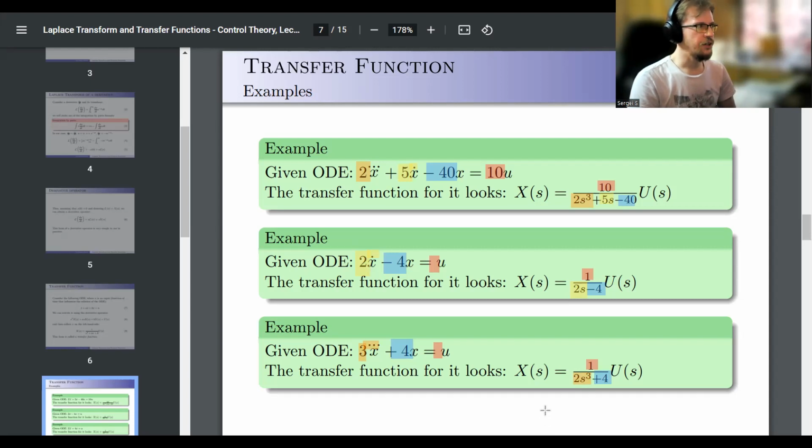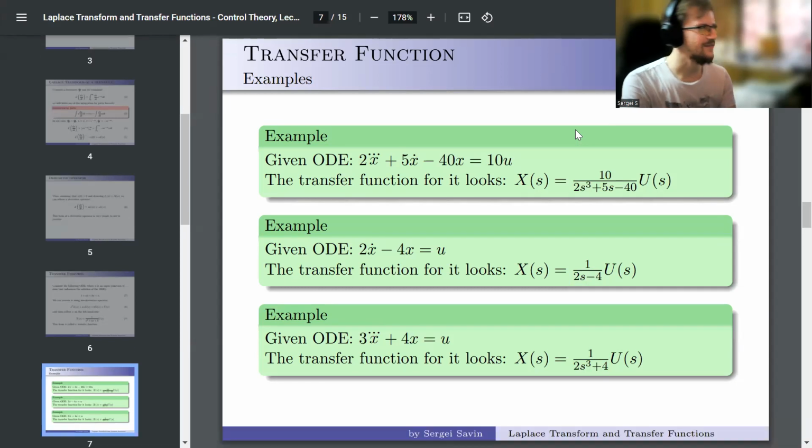As you can see, it is quite clear. There is very little here to stumble on. Change dots into Laplace variables, and everything here goes to the denominator. Here it goes to the numerator. That's it. Do you have a question? Okay.